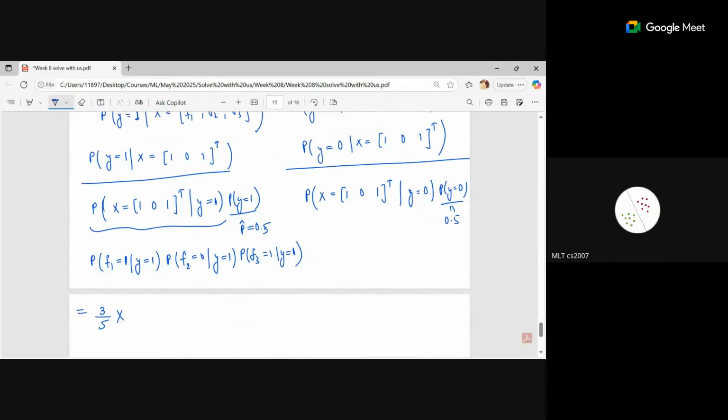Now, F2 equal to 0 means, given satisfied is equal to yes, what is the probability of F2 to be 0?